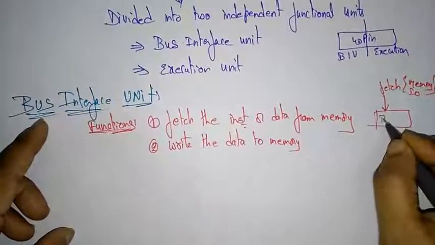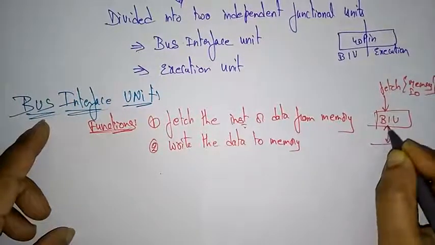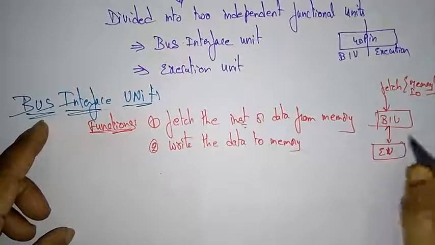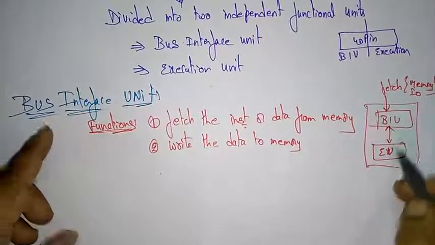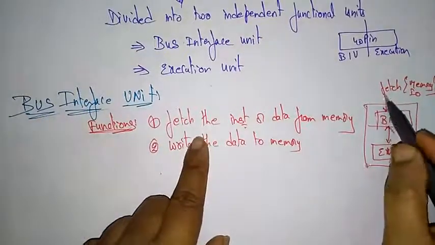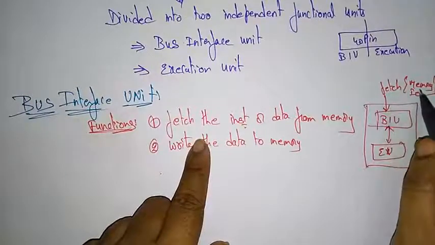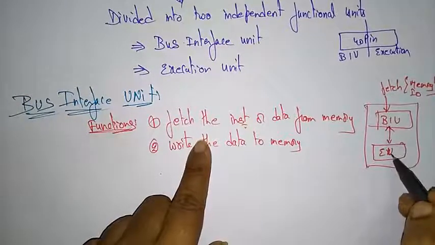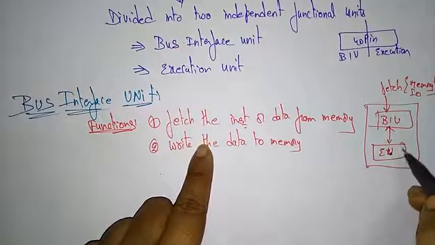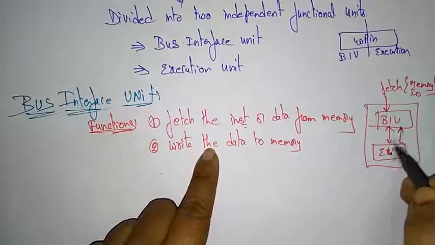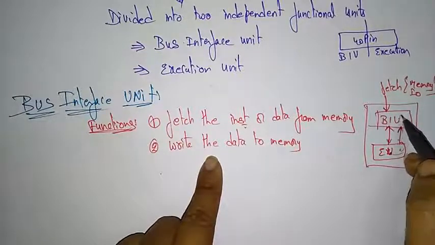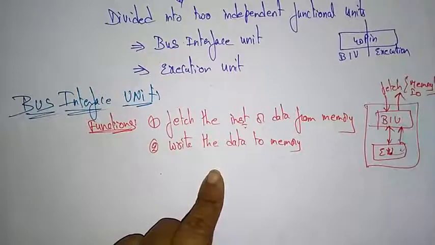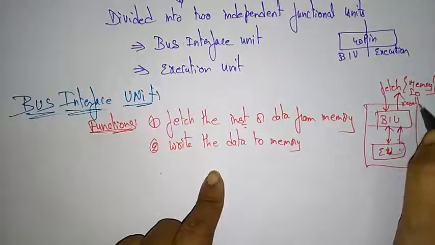The processor is divided into the bus interface unit and the execution unit. First the bus interface unit fetches the data from memory and IO and sends that data to the execution unit. After that, the execution unit performs some operation and sends the data to the bus interface unit. Then what does the bus interface unit do? It writes the data to memory. This is the result; this was the query.